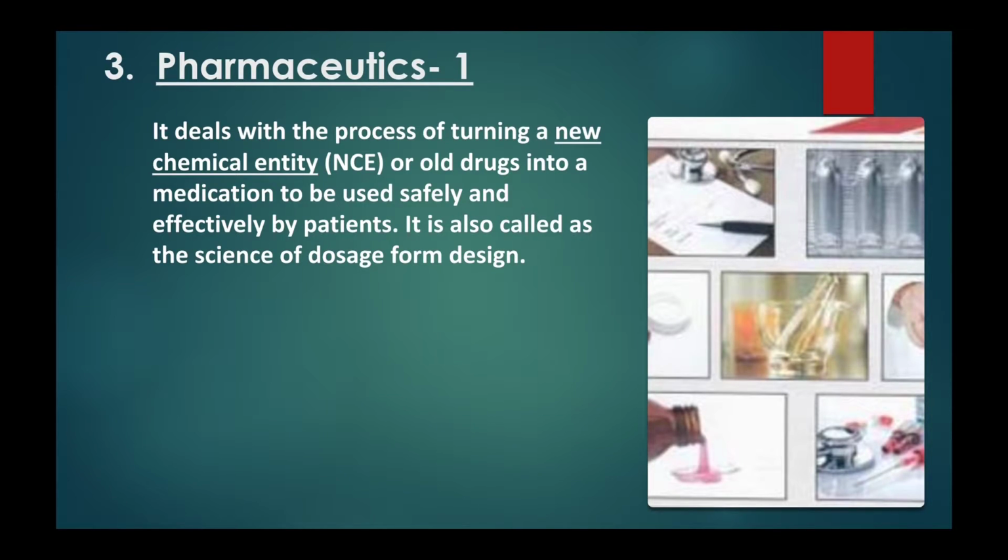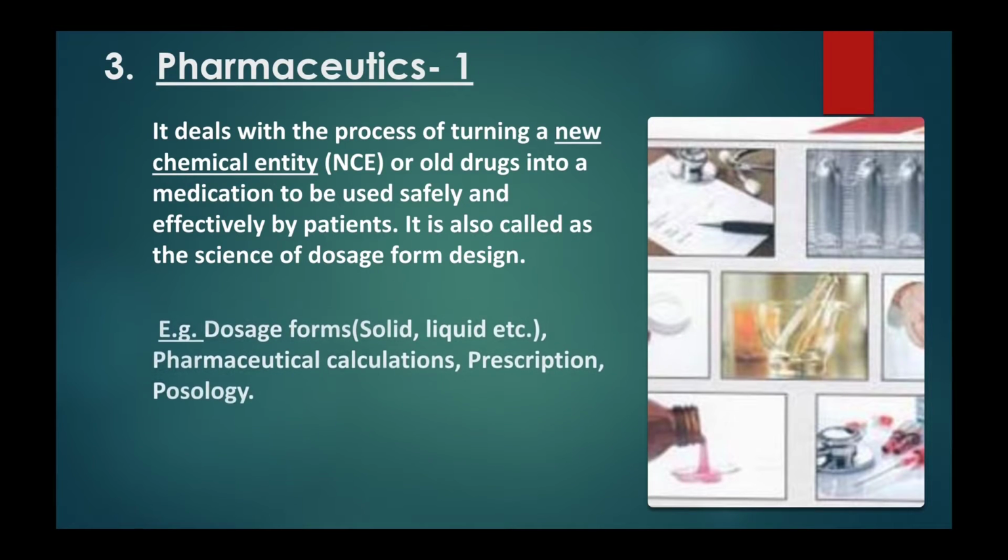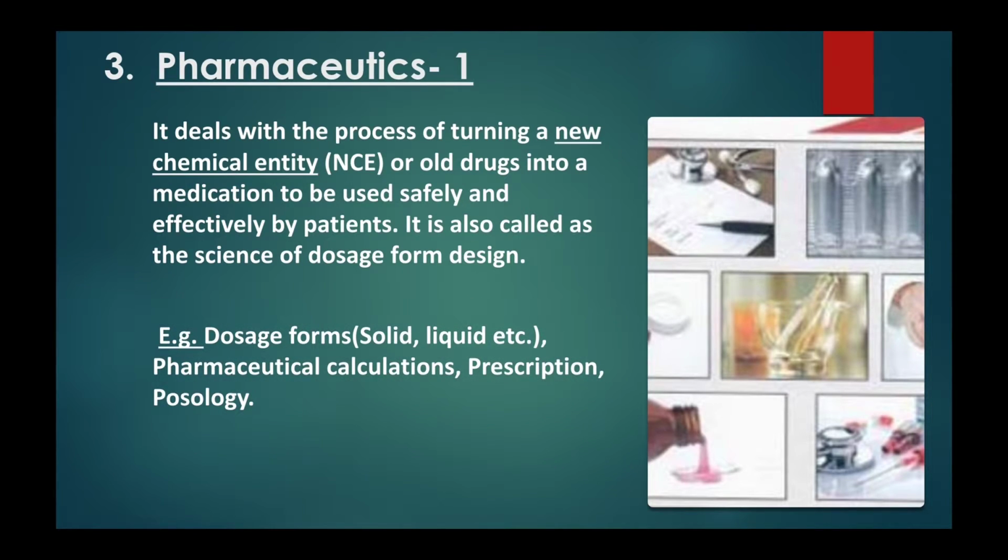In this subject, that is pharmaceutics 1, you study about preparing, using and dispensing medicines. For example, in this subject you will study about dosage forms. Okay, like solid, semi-solid, liquids, these are the dosage forms. You will study in detail about these dosage forms. Next you will study pharmaceutical calculations, then prescription, what is prescription, different parts of prescription, dispensing, okay, posology. In this pharmaceutics 1, you will study all these things.